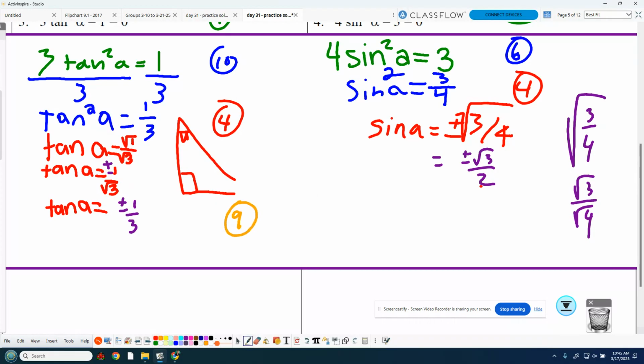Group 9 again over here, and group 10 again over here. Can you guys put up answers? What angles make those things happen between 0 and 2 pi? Do we do both the positive and the negative answer?